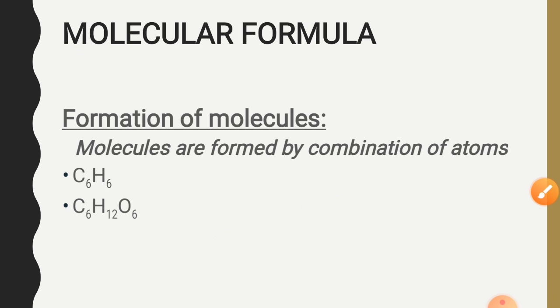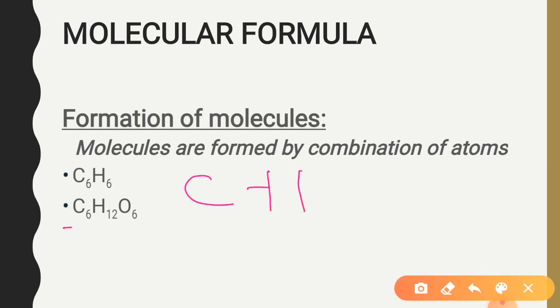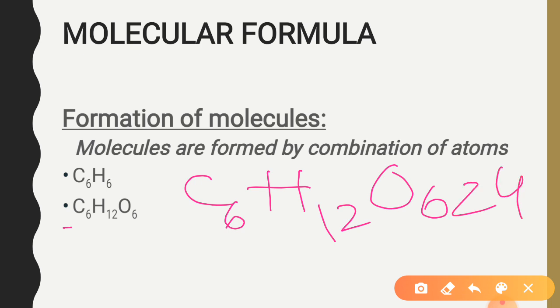Another example, glucose. 3 elements, which are carbon, hydrogen and oxygen. Now let's count its atoms. 6 atoms of carbon, 12 atoms of hydrogen and 6 atoms of oxygen. It means the total number of atoms is 24 in the case of glucose.